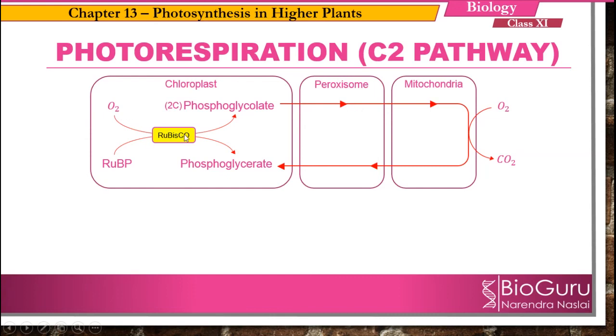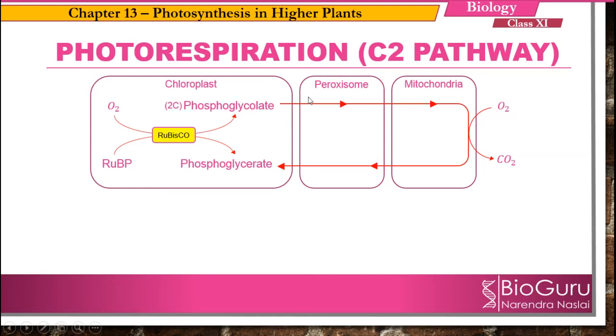The name of this enzyme is ribulose bisphosphate carboxylase oxygenase. That means it can combine with both oxygen as well as carbon dioxide, one molecule at a time, meaning it can combine with either oxygen or carbon dioxide. I will tell you when that is going to happen. So now in photorespiration, oxygen is combined with RuBP, catalyzed by Rubisco. So here the 2-carbon compound phosphoglycolate is produced. Because of this first compound being a 2-carbon compound, photorespiration is also known as the C2 pathway.